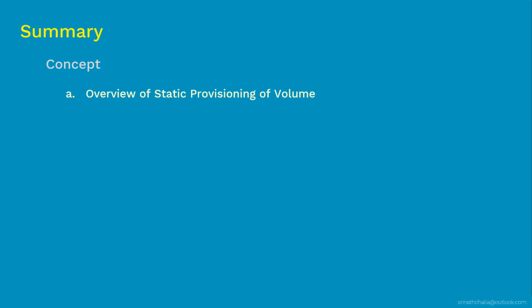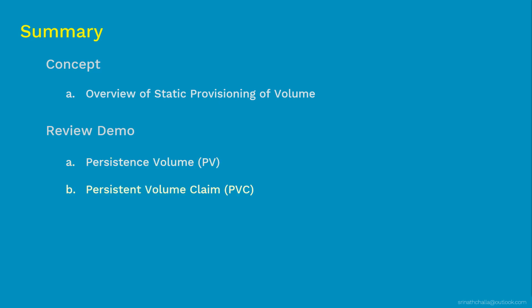So, after we got an idea of creating static provisioning volume, then we moved on to the review demo section. So in the review demo section, we first created the persistent volume. Then we have created the PVC. After that, we have used this PVC inside our pod and deployed that pod. And finally, we have tested some of the use cases of static persistent volume provisioning.